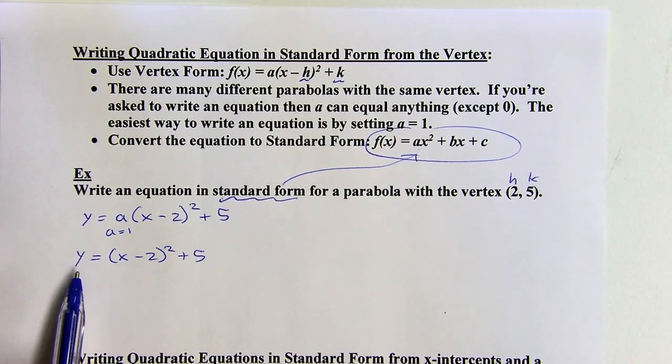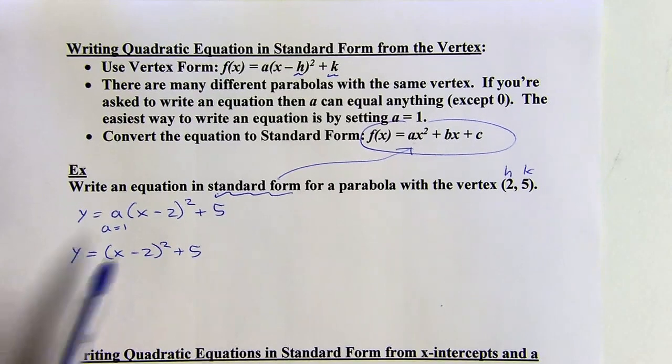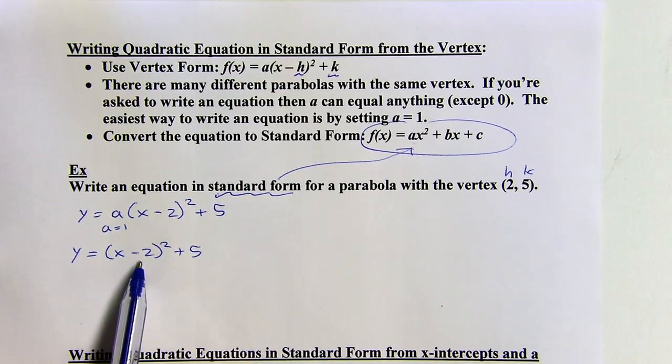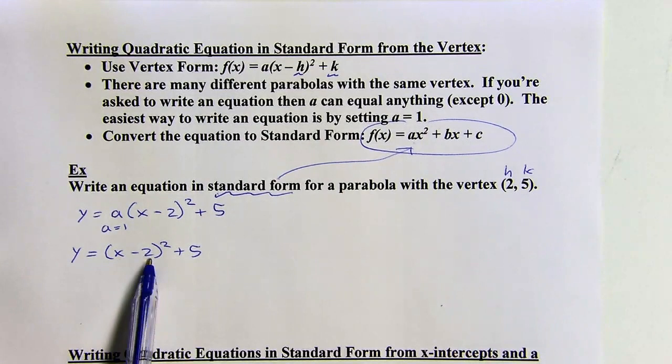I could have left this as f of x. I was thinking of another problem where that would make it simpler. But anyway, so I want to multiply this out. Now, I'm going to use PEMDAS to get rid of the parentheses to put it in this form. A lot of people are just going to square the x and the negative 2. They'll say x squared plus 4 plus 5.